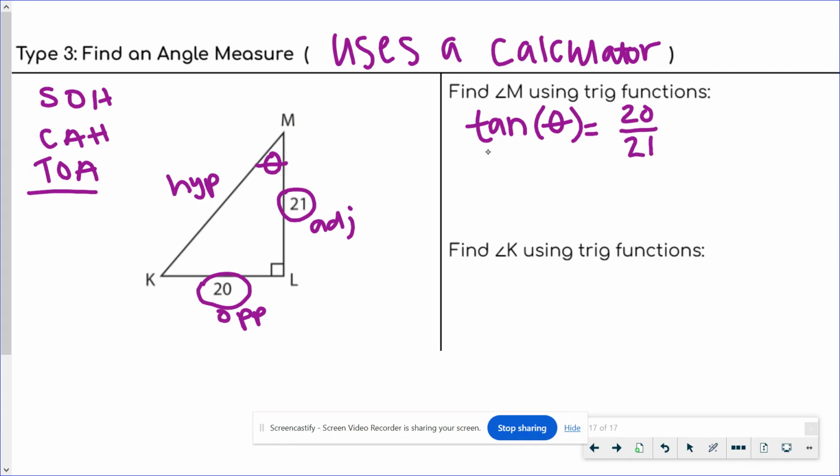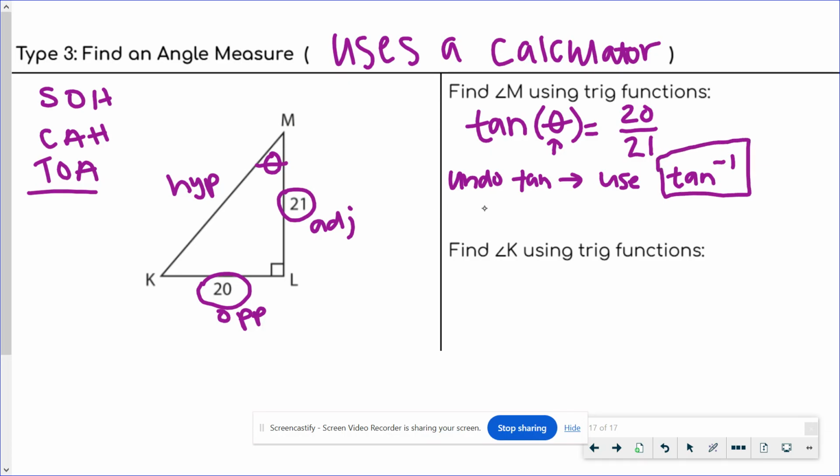Well, I have this operation tangent, and I have theta inside, and theta is what I'm trying to find. So I've got to undo tangent. To undo tangent, use the inverse tan, which is tan with a -1. If you take the inverse tangent of tangent, it will cancel itself out. So if I take that on this side, I also have to take the inverse tan on that side.